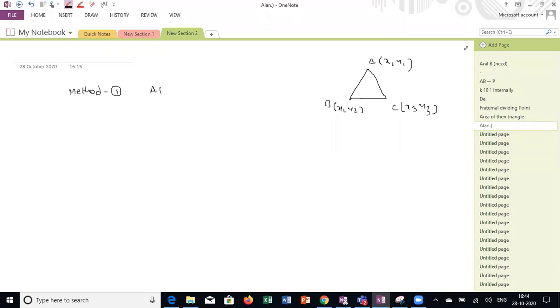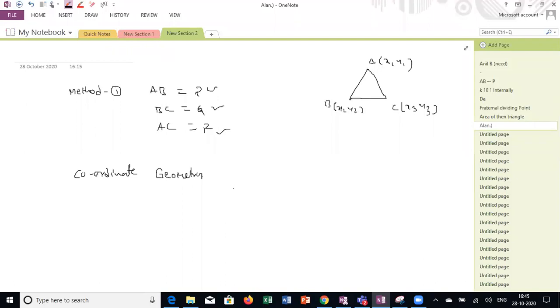Find AB, find BC, and find AC. You will get some lengths, say P, Q, R. Then using these lengths, you can use Heron's formula. But in coordinate geometry, we have a separate formula. It will be very simple, one formula. This formula is derived using the matrix method.